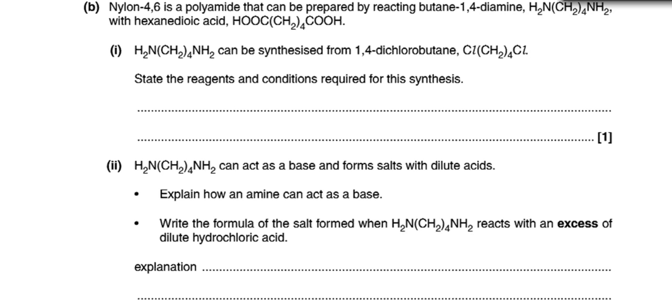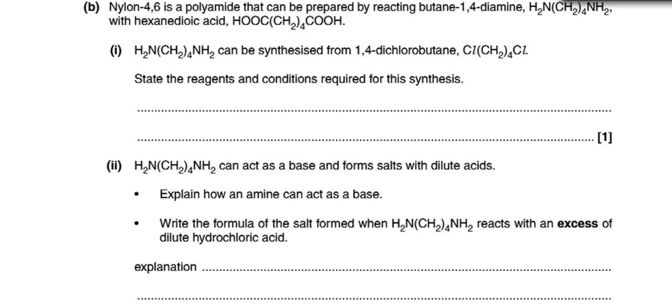On now to part B then, and polyamides. We've got nylon 4,6. Notice the numbers, of course, are relating to the number of carbons in each monomer. So nylon 4,6 here has butane 1,4-diamine and hexanedioic acid. And what we're looking for here is simply to find out what the reagents and conditions are required for the synthesis of butane 1,4-diamine from 1,4-dichlorobutane.